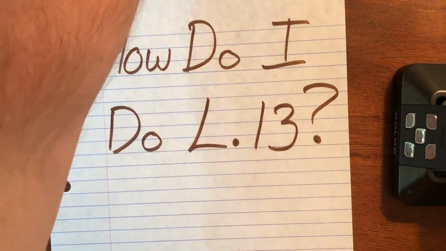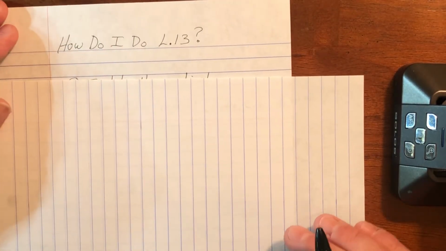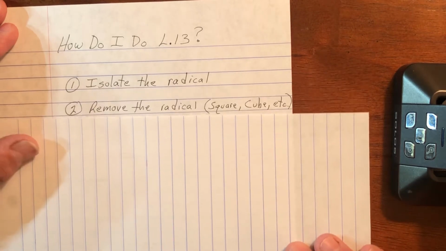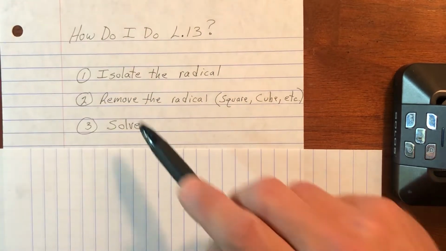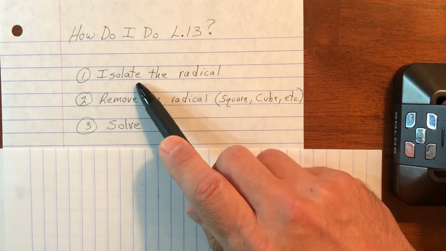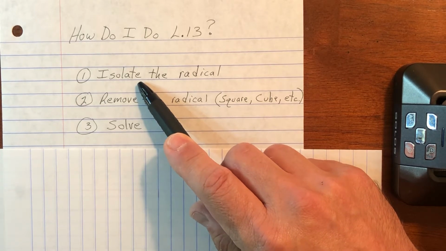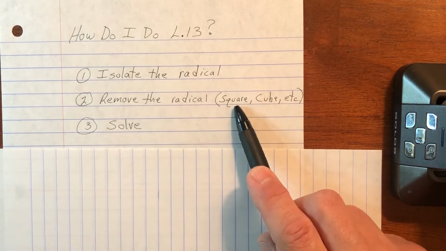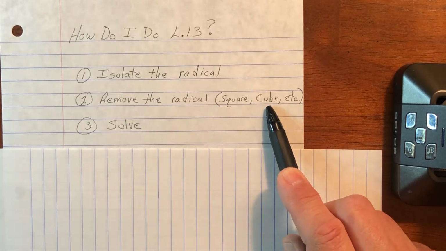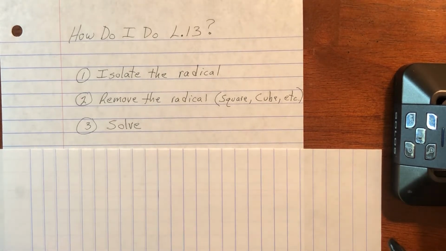You go over there. Let's talk about L13, solving radical equations. There are 3 steps to solving radical equations, and here they are. Step 1 is to isolate the radical. That means get the radical all by itself on one side of the equal sign. Step 2 is to remove the radical, and you'll do that by either squaring both sides or cubing both sides or whatever it takes to make that happen. And then step 3 is to just solve whatever equation is left.